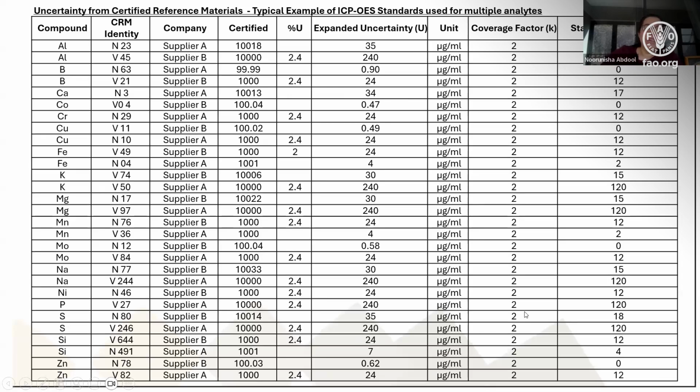So to give you a better idea, this is just a very simple example out of an ICP. We had all of the compounds that were looked at, all of the CRMs that we used, which suppliers they came from, what they were certified for. So this is obviously off their COAs. And then this is more information where we then calculated the uncertainty from that.